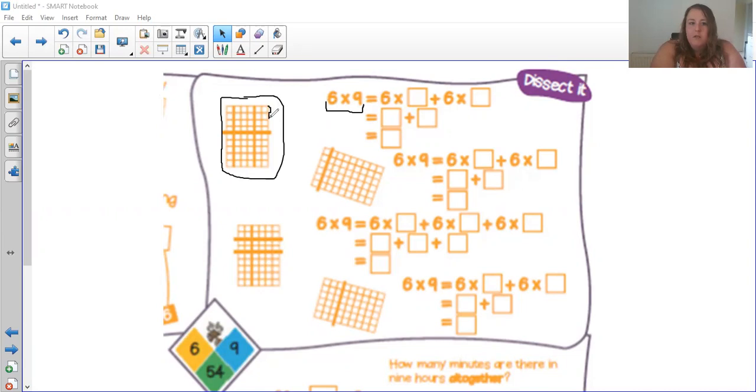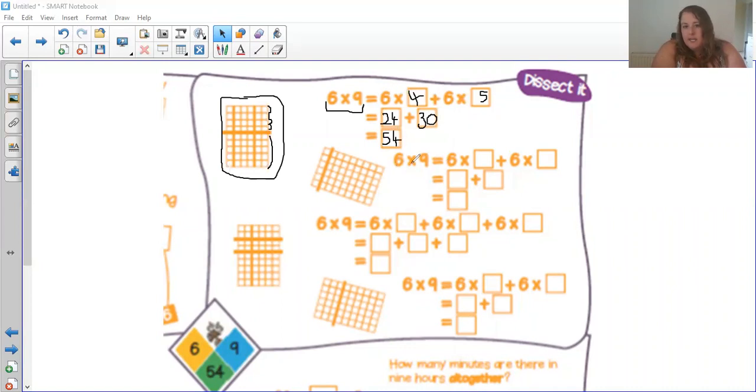So I've got 1, 2, 3, 4. I've got 4 sections there. So 6 times 4, and it's been broken down into 6 times 4 and then 6 times 5. And it's saying 6 times 9 is the same as 6 times 4, add 6 times 5. And then you work out the answers. So 6 times 4 is 24. 6 times 5 is 30. Add them together and you get your 54. Brilliant.